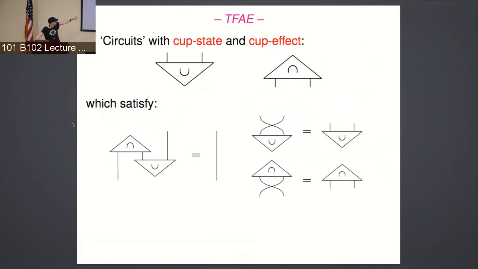The first equation says that in some way, by means of that state and that effect, you actually realize an identity.